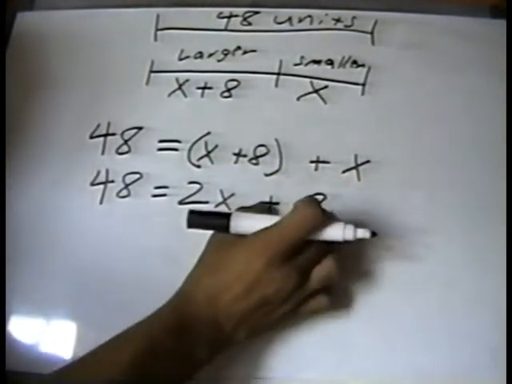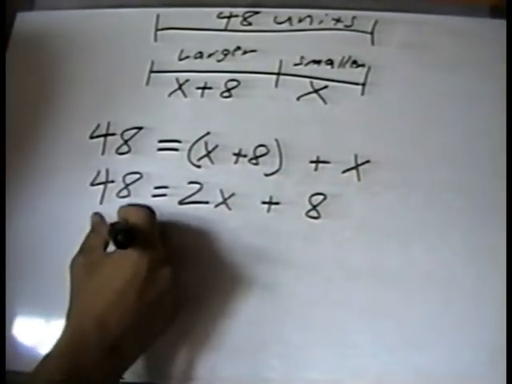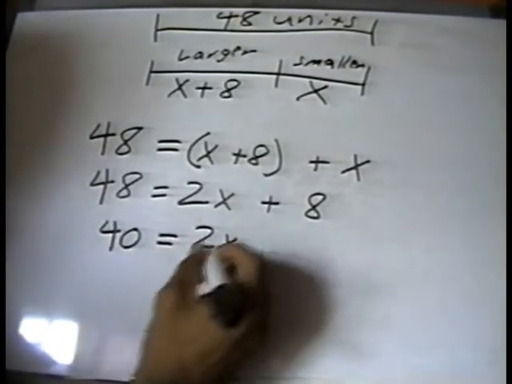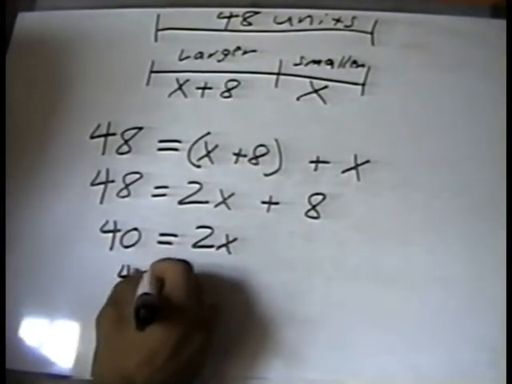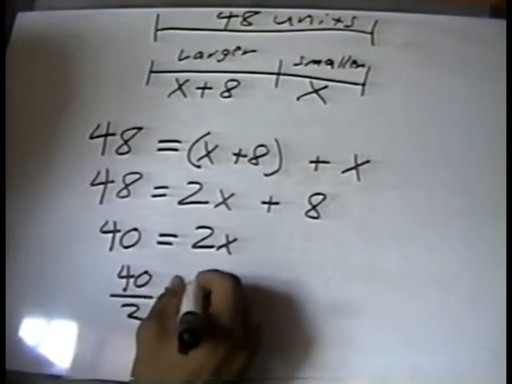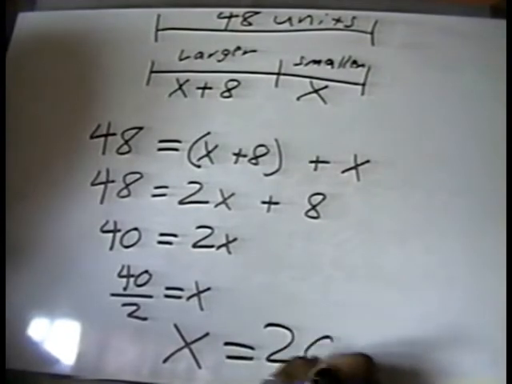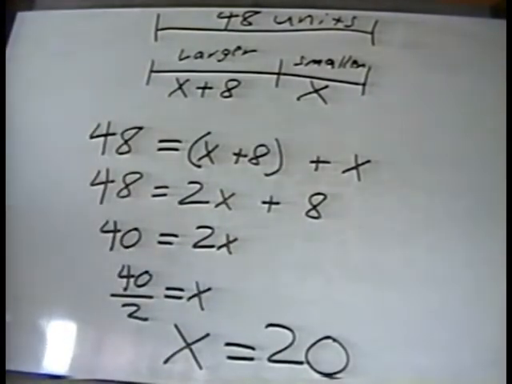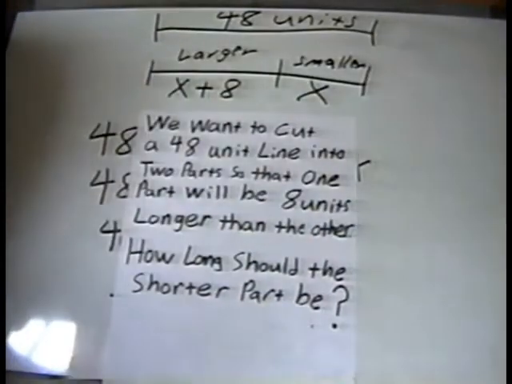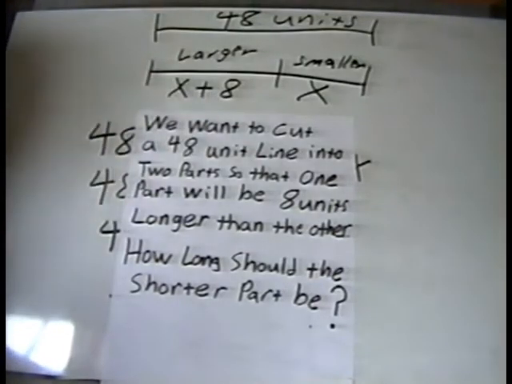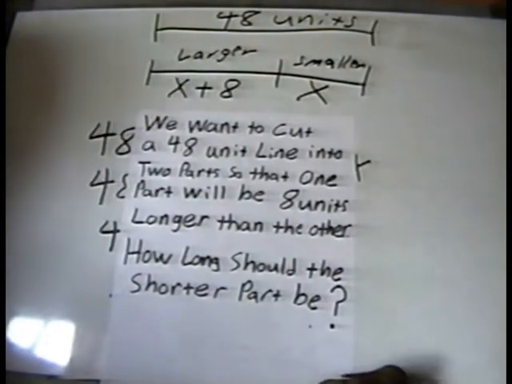So our equation here is 48 equals the larger part plus the smaller part, or x plus 8 plus x. And you get 48 equals 2x plus 8. Now we subtract 8 from both sides to get 40 equals 2x. And we divide both sides by 2. And then of course x equals 20.